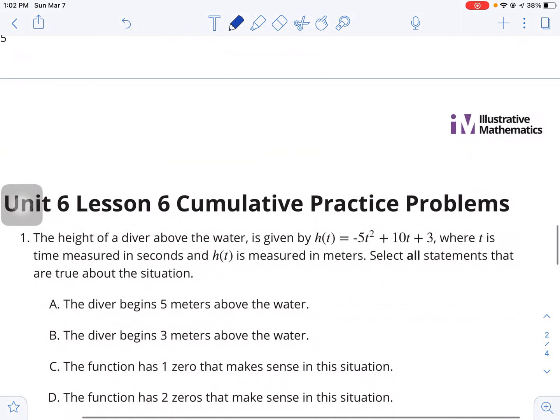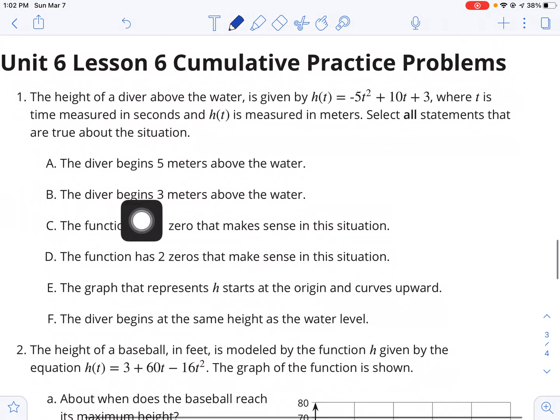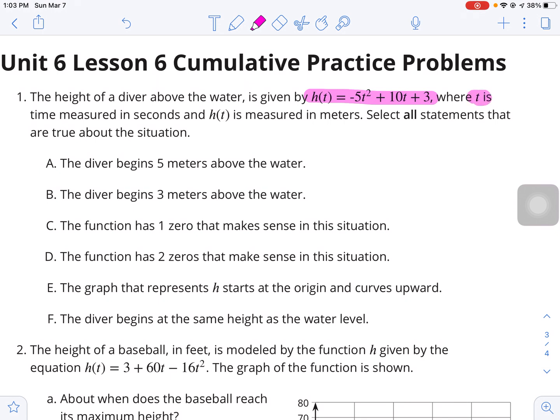And let's move on to those problems from lesson 6. So we have the height of a diver above the water given by this function here, where t is time measured in seconds, and h of t is measured in meters. So we're talking about time and height. Select all statements that are true. So let's just go through them again.